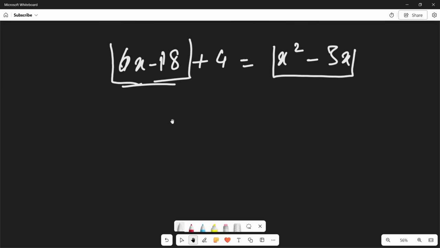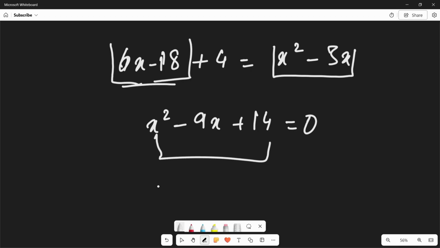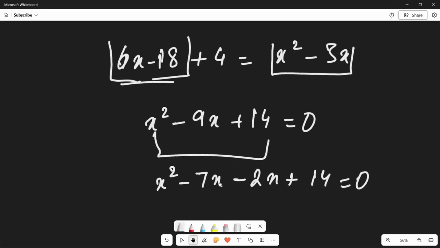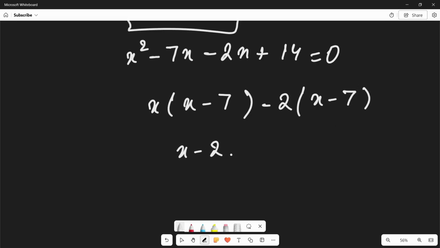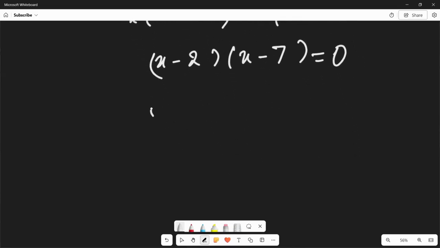And that's it. We need to solve this equation, which can be written as x square minus 9x plus 14 is equal to 0, and 14 can be written as 7 into 2, that is x square minus 7x minus 2x plus 14 is equal to 0, which becomes x into x minus 7 minus 2 into x minus 7, that is x minus 2 into x minus 7 is equal to 0. So we have two values of x, that is x is equal to 2 or x is equal to 7.